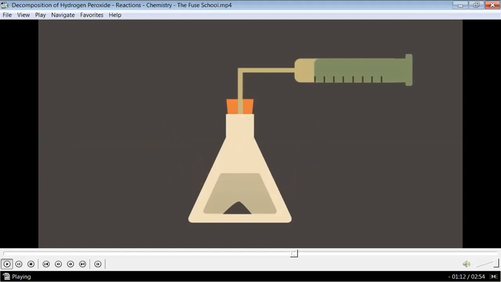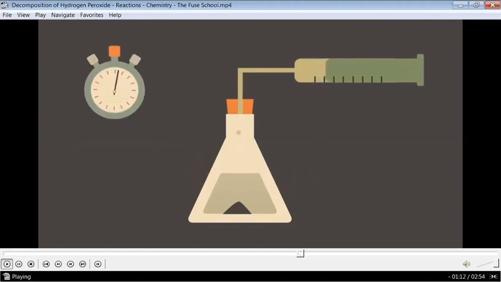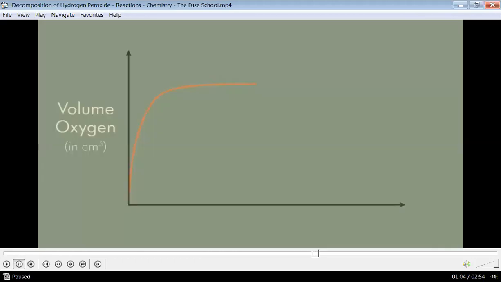The volume of oxygen evolved can be recorded at specific time intervals, plotting the volume of oxygen produced. Guys, she used here a line graph. Why? Why did she use a line graph in this experiment?